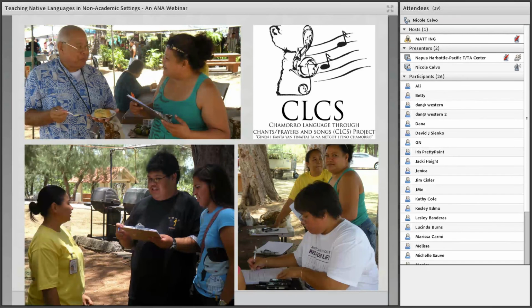And the people at Pa'atatatano are so devoted to that. And so essentially what came from that is this next step, which would be the Chamorro language through chants, prayers, and songs project. In short, we called it the CLCS project. And we did what PA is strong at, and that is the cultural component, the fine arts component of dance and chant. And we utilized what their strength was to deliver the language in that way.